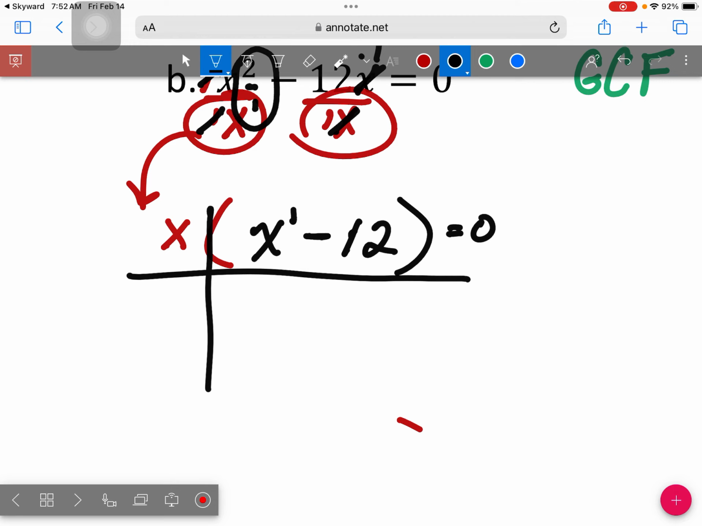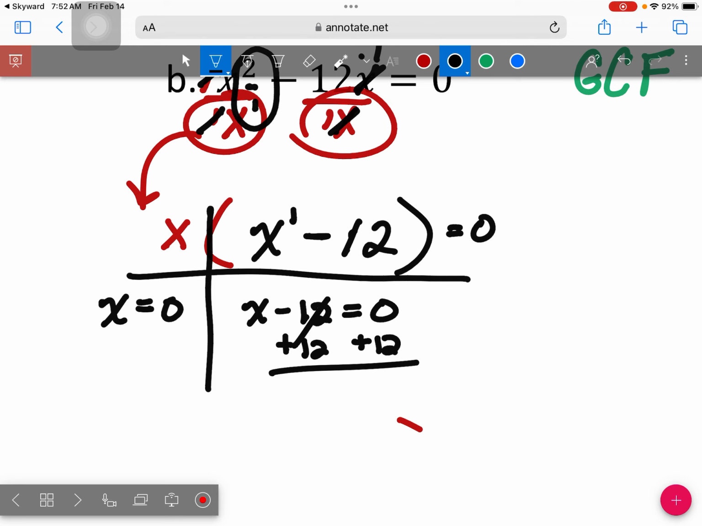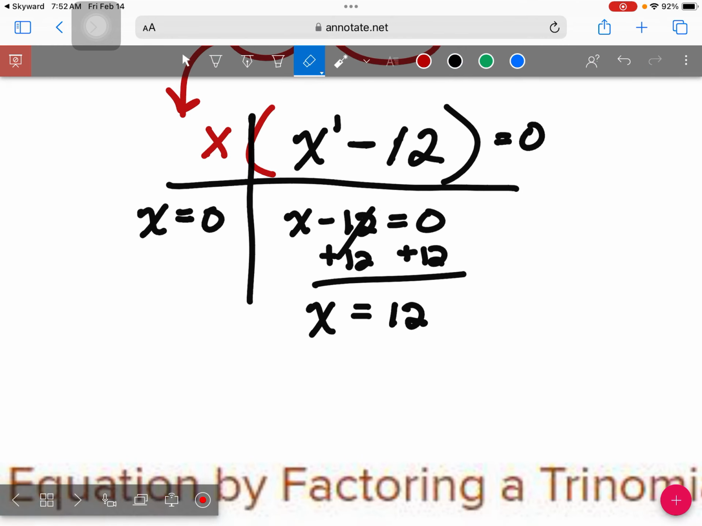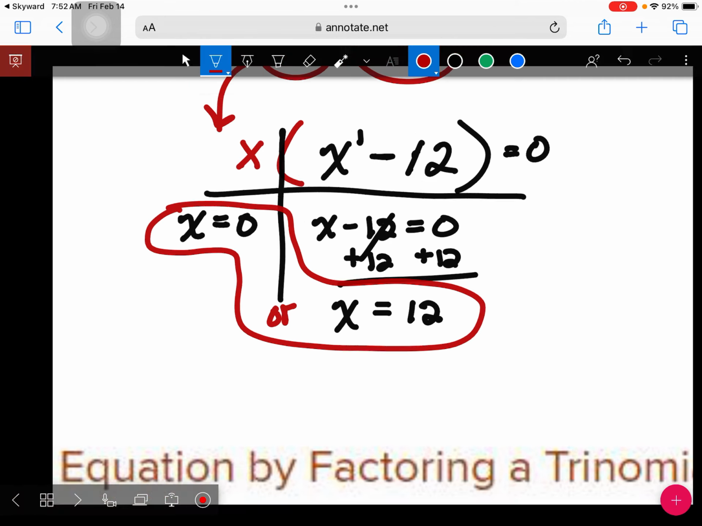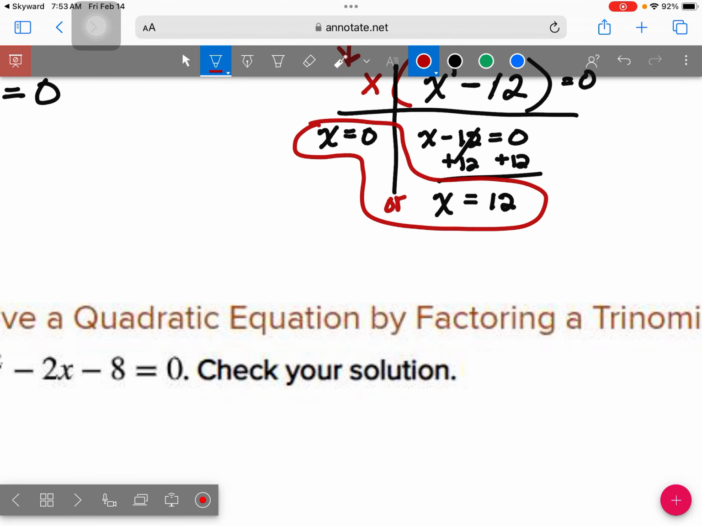I'm going to set up this t. Well, this is going to be equal to 0. When x is equal to 0, there's no work to do there. And when x minus 12 is equal to 0, add 12, add 12. 12's cancel out. X is equal to 12. Anybody have either of those or both? Not yet? So your answer, x is equal to 0 or x can be equal to 12. Okay?